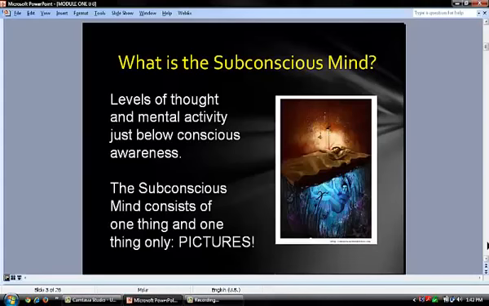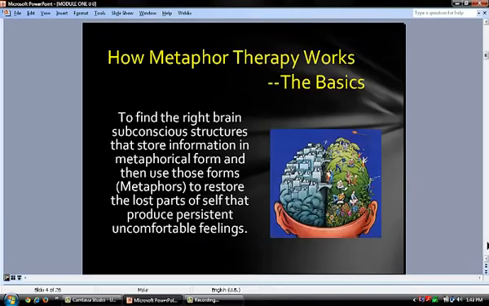You're not aware of subconscious activity because it's just below conscious awareness at all times, and yet it's active at all times as well. In the metaphorical approach, we want to capture the images that occur just below conscious awareness. Images that you could say represent your feelings, but in actuality they fuel your feelings, because the images resident within the subconscious mind are viewed by the subconscious as real.